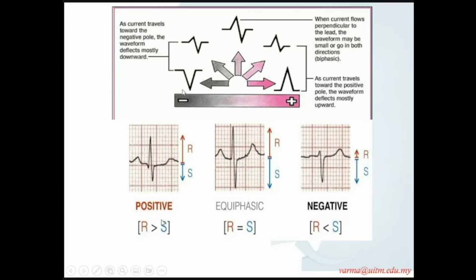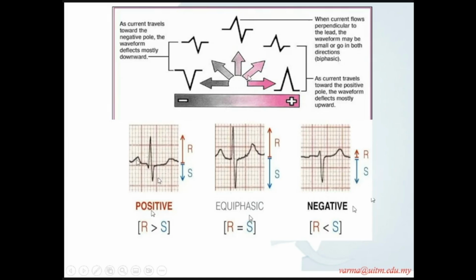So when we look at it another way, how do we know it's positive or negative? Positive deflection, the R wave will be taller than the S wave. That is positive. When the S wave is taller than the R wave, that is negative. When both are equal, we call it equiphasic. R taller is positive, S taller is negative.